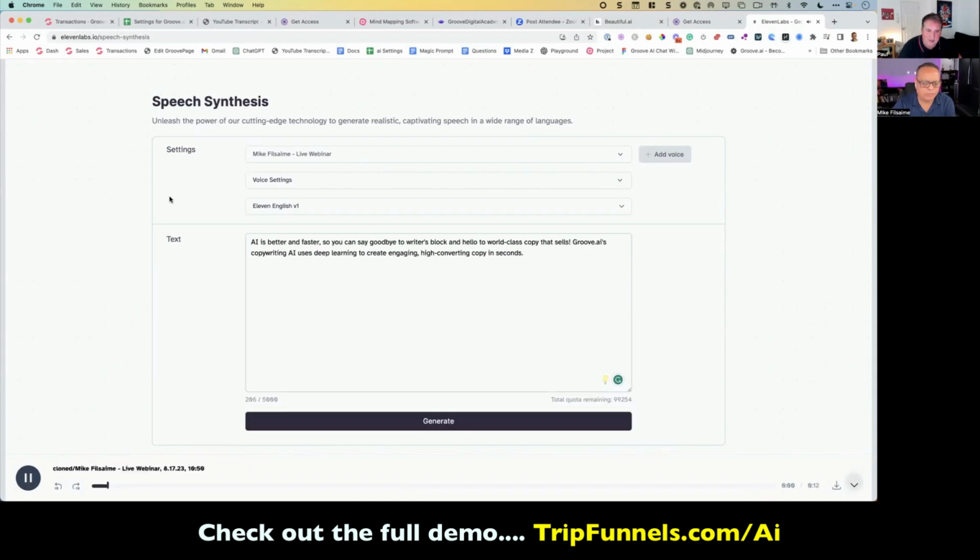Okay. AI is better and faster, so you can say goodbye to writer's block and hello to world-class copy that sells. Groove.ai's copywriting. The AI uses deep learning to create engaging, high-converting copy in seconds.